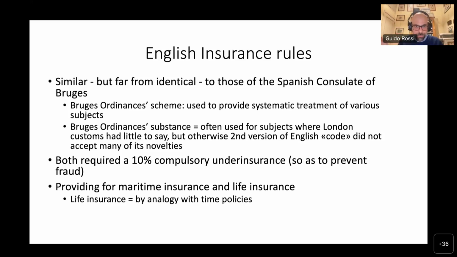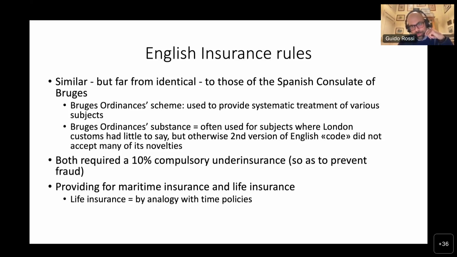So the scheme of the Spanish ordinances was used to provide a systematic treatment of most subjects on insurance. As to the substance, the Spanish ordinances were especially relied upon when English merchants didn't really have much to say about something. So when they were looking at a specific subject, they saw the way it worked in these Spanish ordinances. And then they thought, do we have anything in our customs? When they thought, no, we don't have anything, then they would copy what they found in the Spanish model. Otherwise, they would put their own rules.